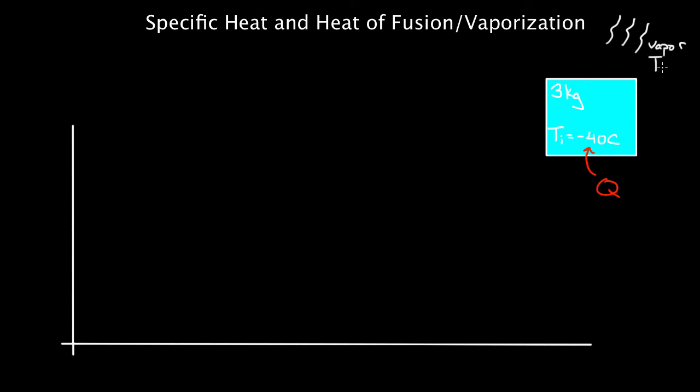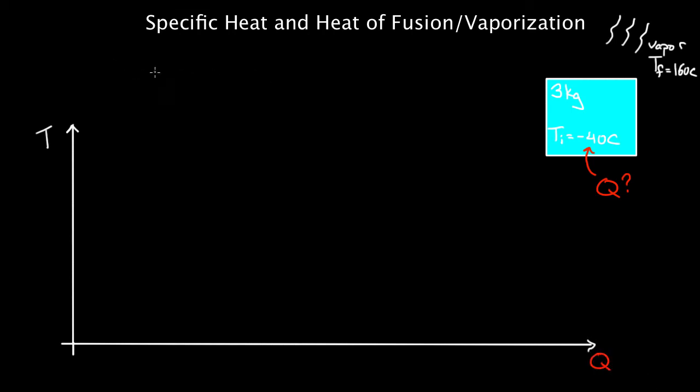I want to get this to a T final of 160 degrees Celsius. How much heat would I have to add in order to do that? And to track this, to visualize this a little better, I'm going to track what the temperature is on this vertical axis as a function of how much heat we've added into this system.